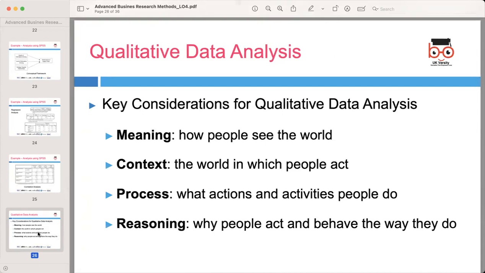Okay. So next is qualitative data analysis. Key considerations of qualitative data analysis: meaning, how people see the world; context, the world in which people act; process, what actions and activities people do; and reasoning, why people act and behave the way they do. So the first one is meaning, how people see the world.